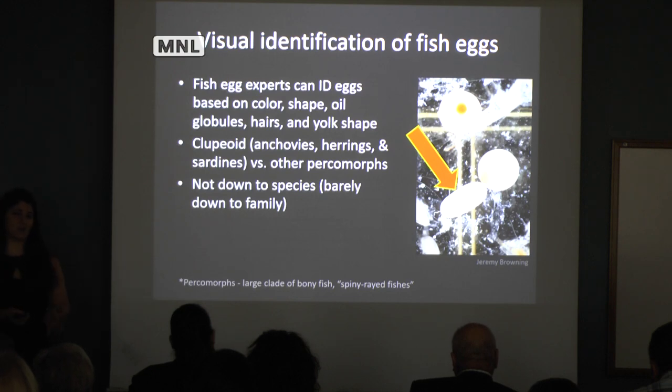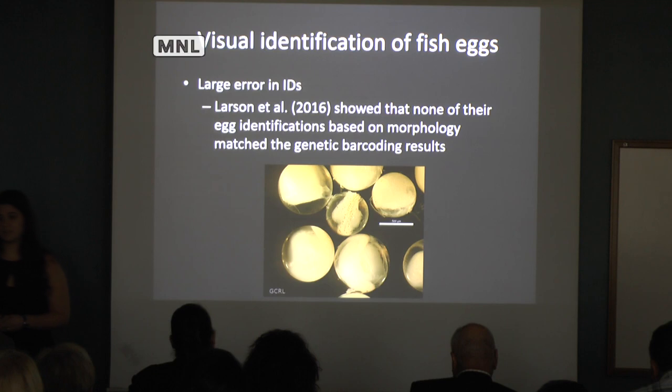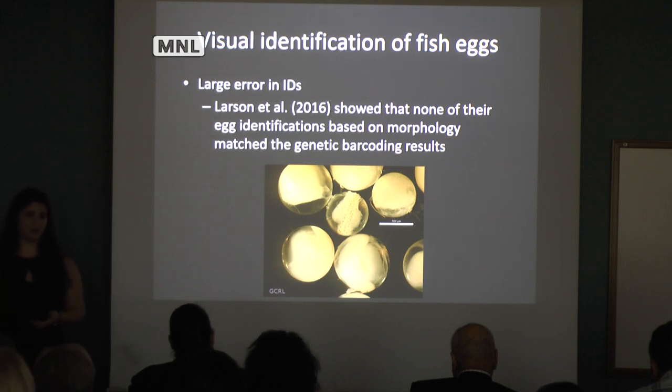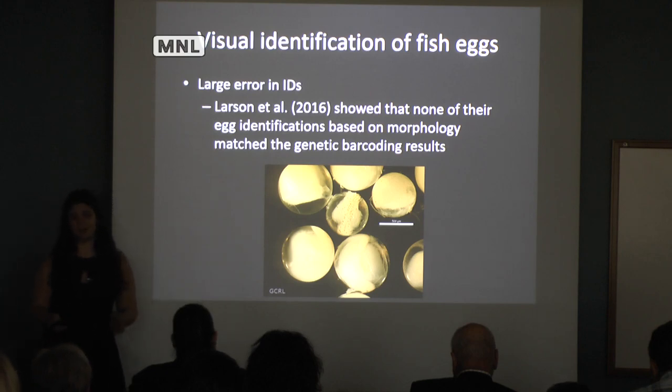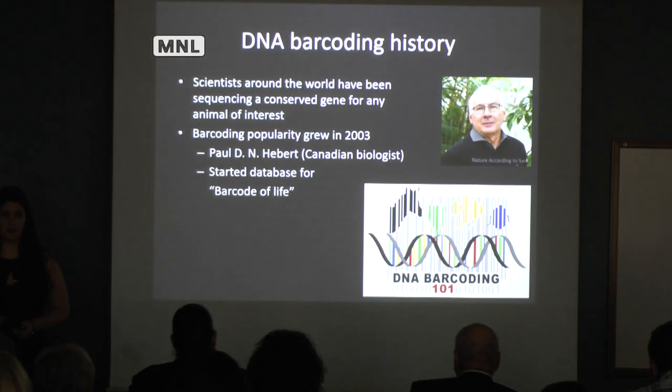They all look the same, pretty much. In one paper in 2016 by Larson and other authors, they showed that all of their morphological IDs, or visual IDs, were completely wrong when compared to the genetic barcodes. And so this can be very difficult, and even if they thought they knew what fish species they were, they were not the right species. And so that brings us into DNA barcoding, or genetic identification of fish eggs.